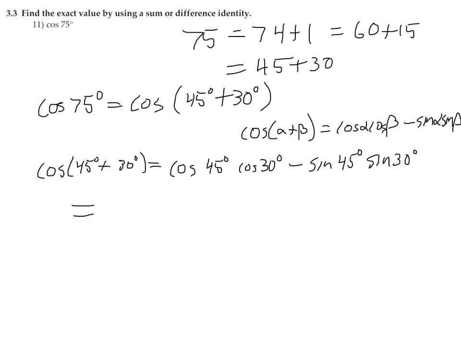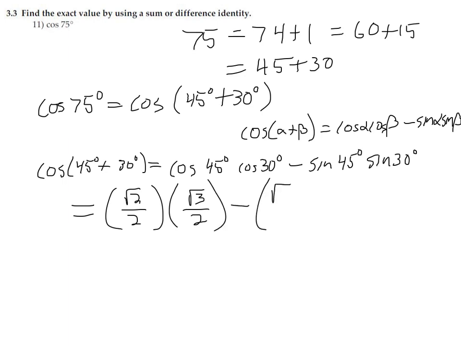Okay, cosine of 45 is square root of 2 over 2. Cosine of 30 is square root of 3 over 2. Minus sine of 45 is square root of 2 over 2. Sine of 30 is 1/2. These values you need to know. One way or the other, if you have a little chart that you create, or if it's just all in your memory, you need to know these without using your calculator.